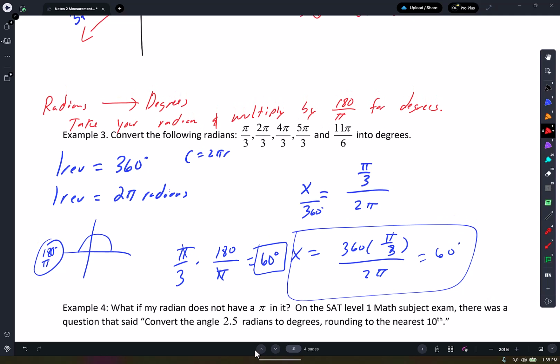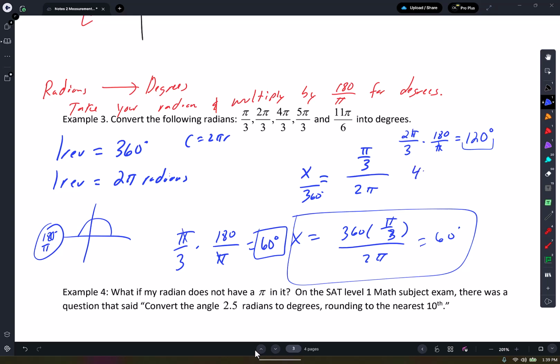So here we go. I'm going to take the 2 pi over 3, so I'll put it right here. 2 pi over 3 times 180 over pi. Pi's cancel out. 3 goes into 18 6 times, and 6 times 2 is 12. So just add a 0. So 2 pi over 3 is 120 degrees. Do you see how we're doing it, guys? 4 pi over 3 times 180 over pi. Pi's cancel out. I see the 3 in the bottom, I see the 180 in the top. 3 goes into 18 6 times. 6 times 4 is 24. So this must be 240 degrees.